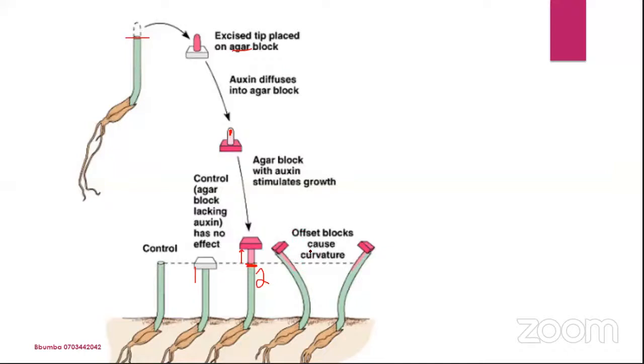Now here in the shoot, auxins promote and stimulate growth, which is not the case in the roots. In the roots, they stop growth, they reduce growth, but in the shoot, they promote it. Place it on this side, it bent the other side. He again placed it on the other side, offset. This side, it bent the other side, meaning the agar block diffused very fast, and then on this side, it bent the other way.